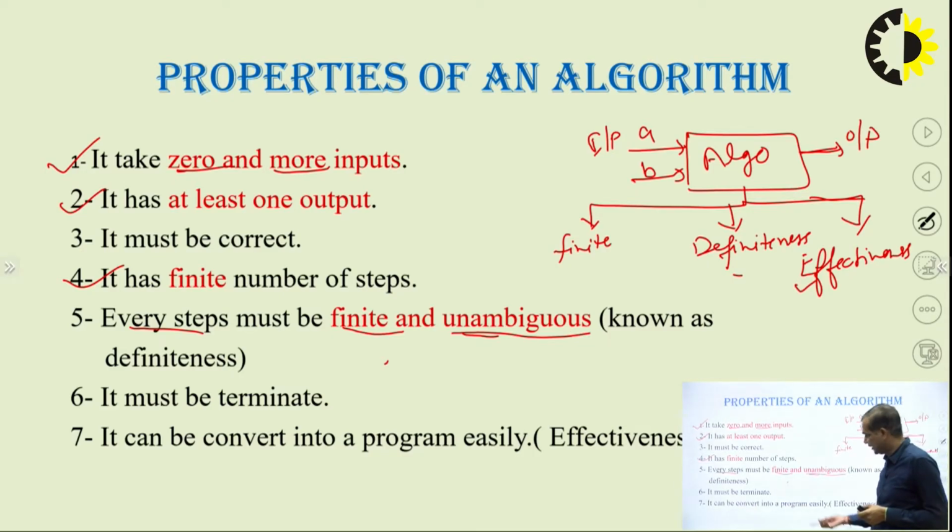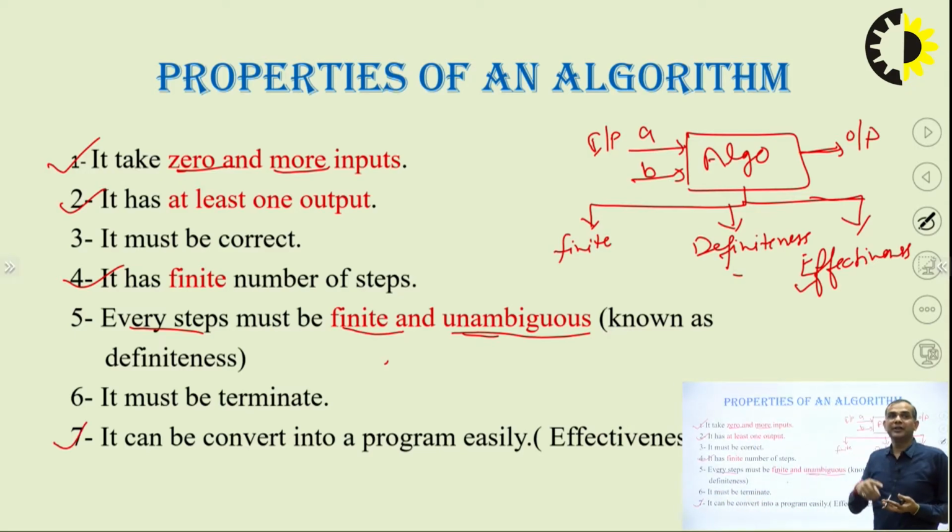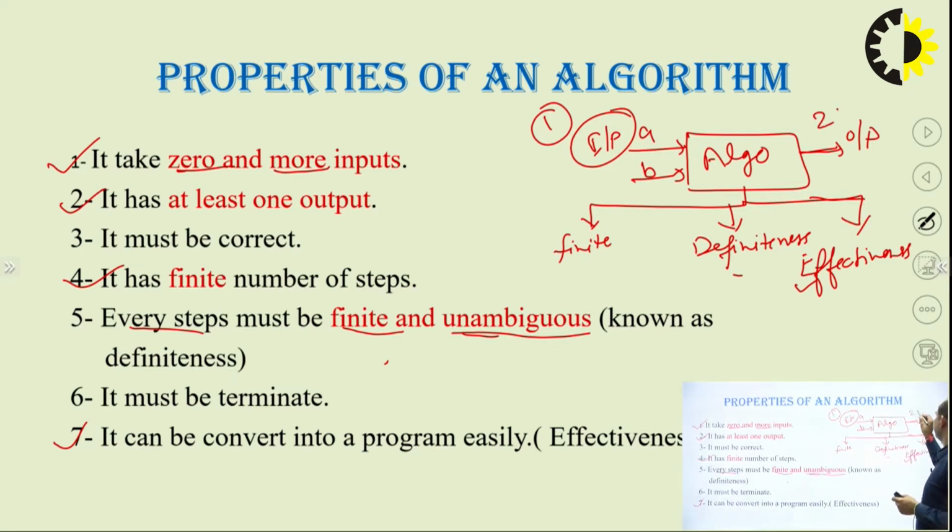Clear? And these are the 5 properties when we have to write up an algorithm. What do we require? Number one, input may be 0 or more. Second one, we require output, at least one output.